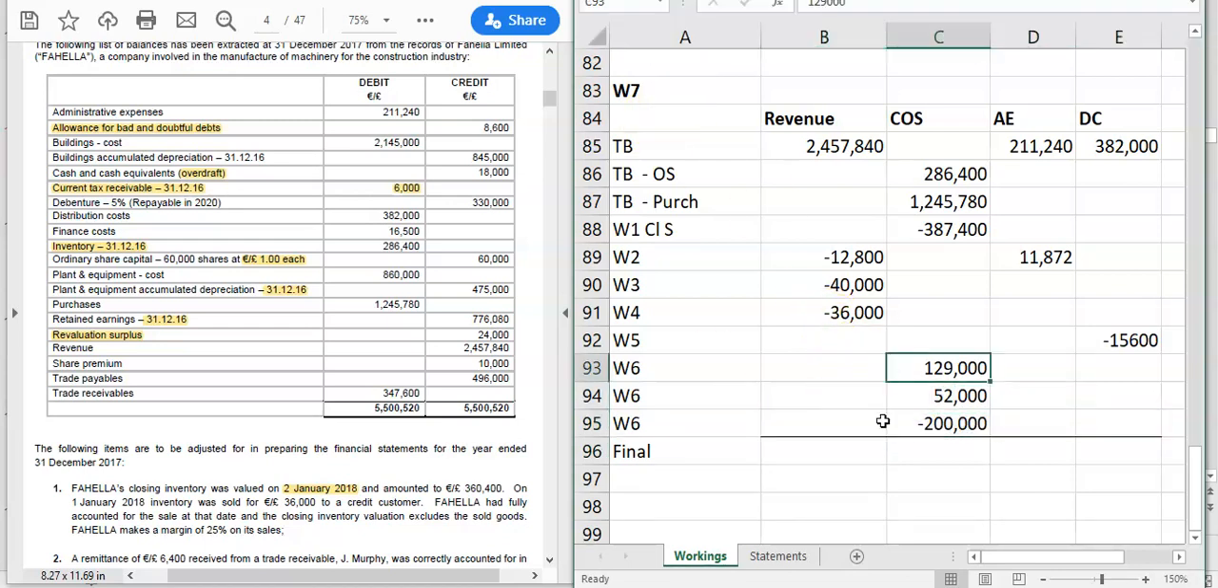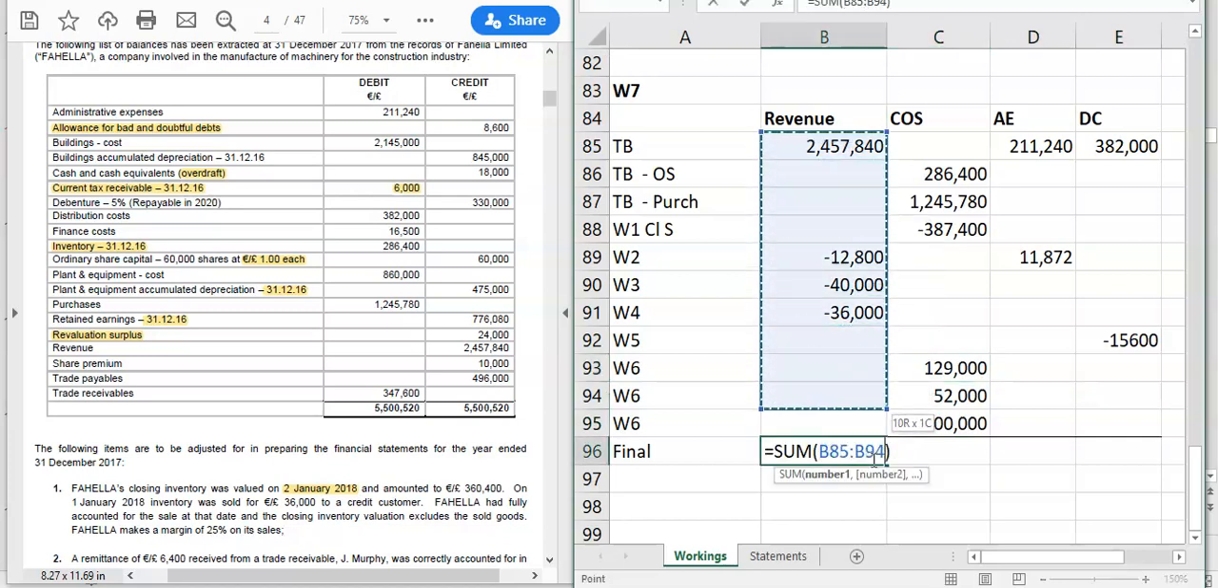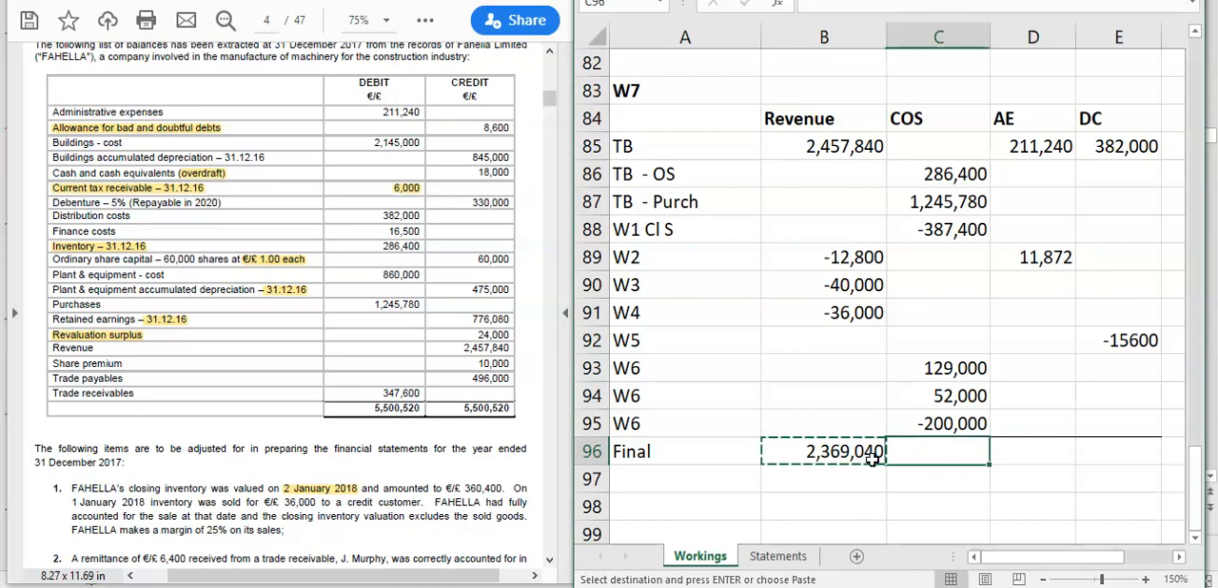So you still need to leave a bit of time at the end to finish it off, but we now have a lot of the figures completed as you go. So the revenue should be 2,369,040, cost of sales 1,125,780, admin expenses, and distribution costs. So straight away, you've four figures done very quickly, and you've nearly your income statement complete before you even started. So that's a big thing about these questions.